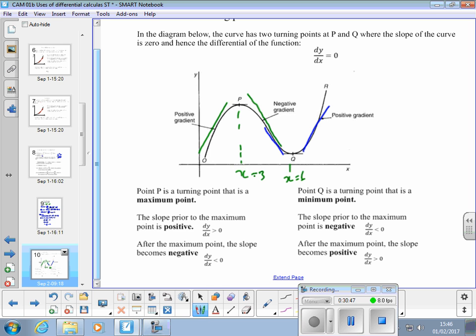Okay, because that's what the change is. It goes from positive to maximum, and it goes from negative to positive at the minimum point. Okay.